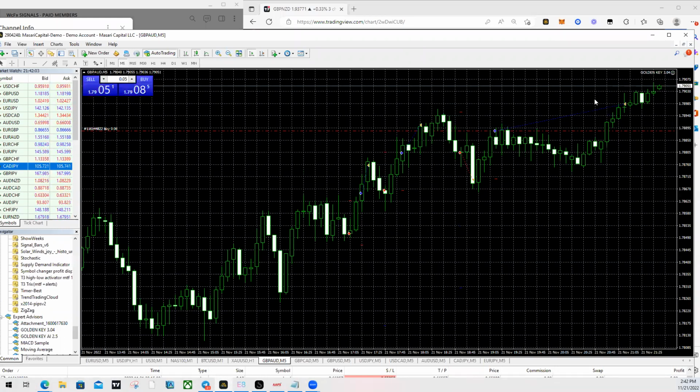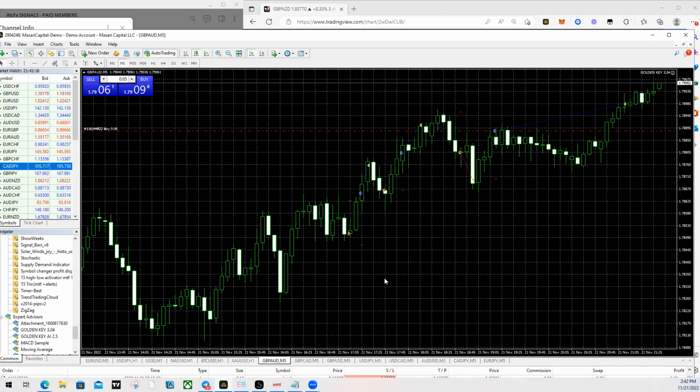We've been working tirelessly trying to get this new strategy in, right? But new strategy. We have a new strategy. We also shout out to the Dominator as well. The Dominator is very good in ranging markets. The Golden Key is going to be very good for trending markets.